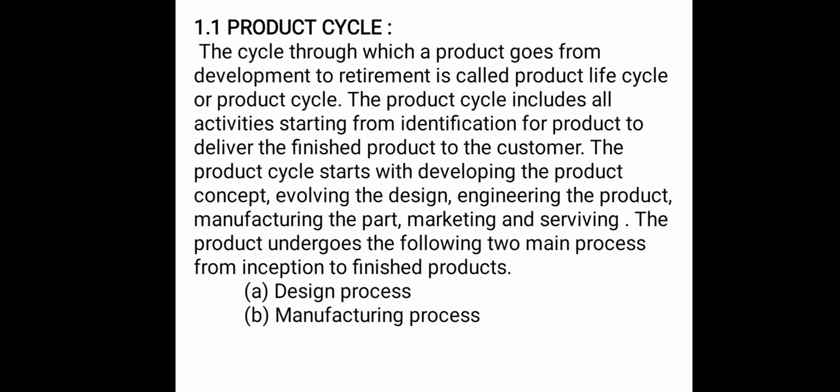Product Cycle. The cycle through which a product goes from development to retirement is called the product life cycle or product cycle. The product cycle includes all activities starting from identification of the product to delivering the finished product to the customer. The product cycle starts with developing the product concept, evaluating the design, engineering the product, manufacturing the part, marketing, and servicing. The product undergoes the following two main processes from inception to finished product: the design process and the manufacturing process.